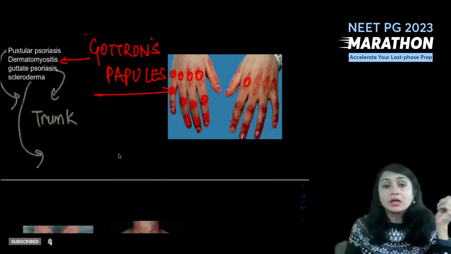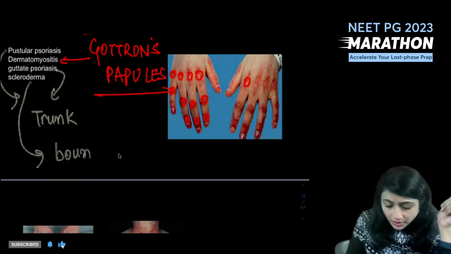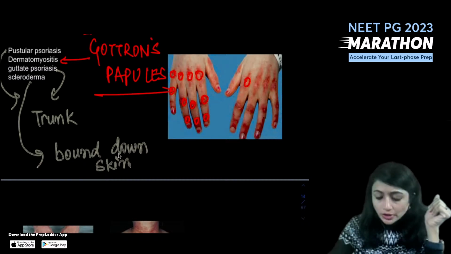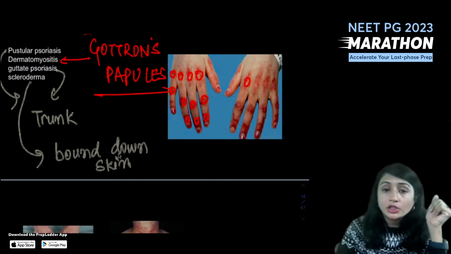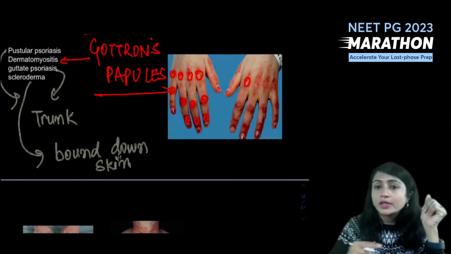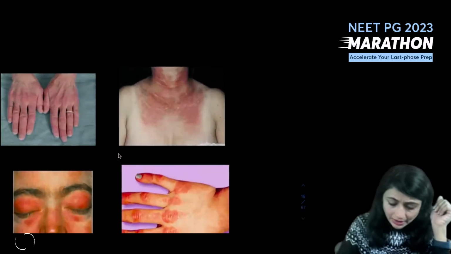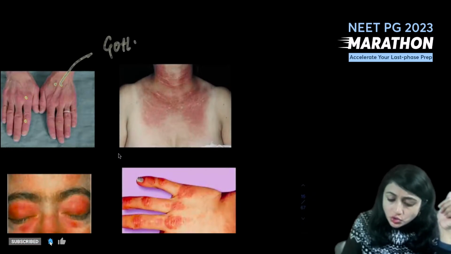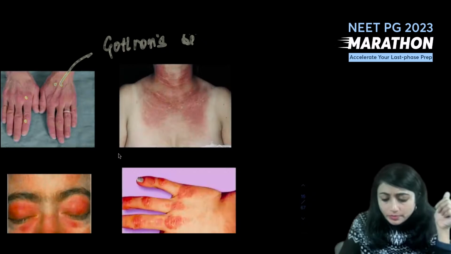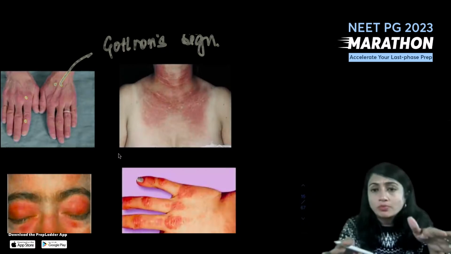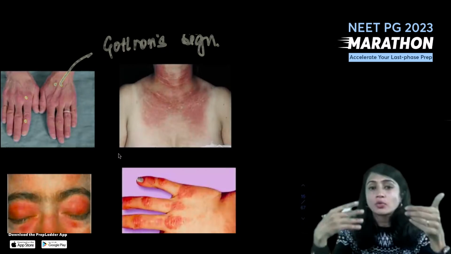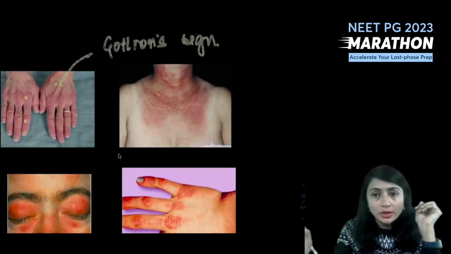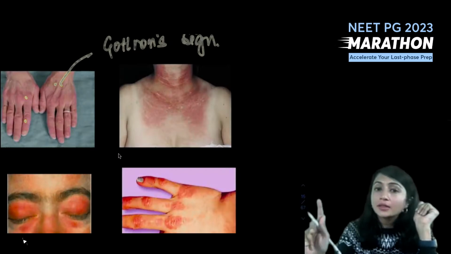What do you see in scleroderma? In scleroderma, you see bound down skin. Okay, so you should be able to identify that this image is of Gottron's papules. If there was just erythema present like this, then it would be called Gottron's sign, which is also a feature of dermatomyositis. So a lot of times in dermatomyositis, they give you an image and ask what this is seen in.